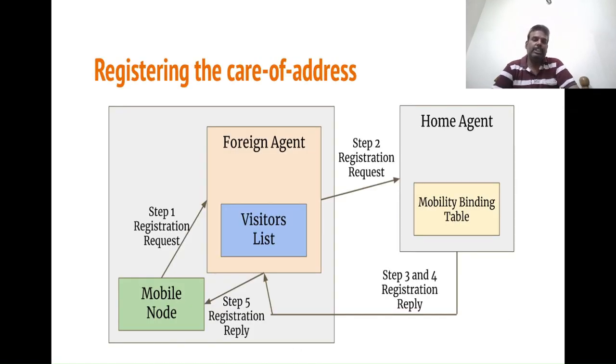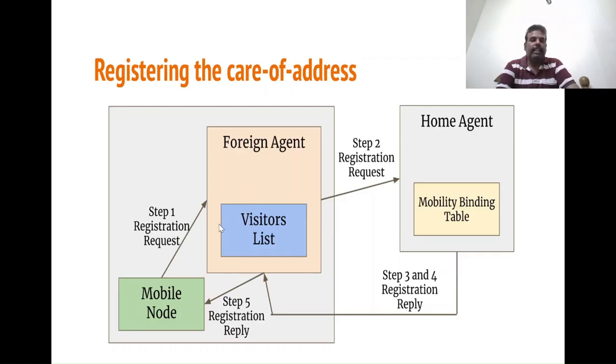So here the registration process is done by this. So step one, my mobile node has visited some foreign network. Imagine that my mobile node has shifted to this foreign network. There, my mobile node finds some foreign agent. The foreign agent sees it. So what I do is, first I try to register with the foreign agent.